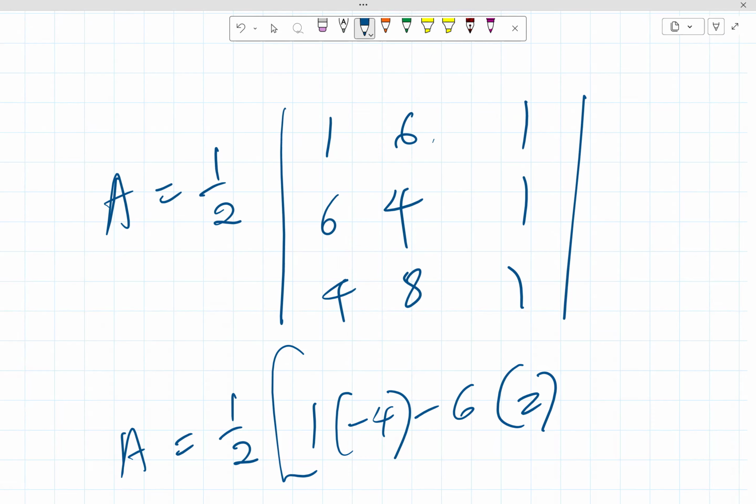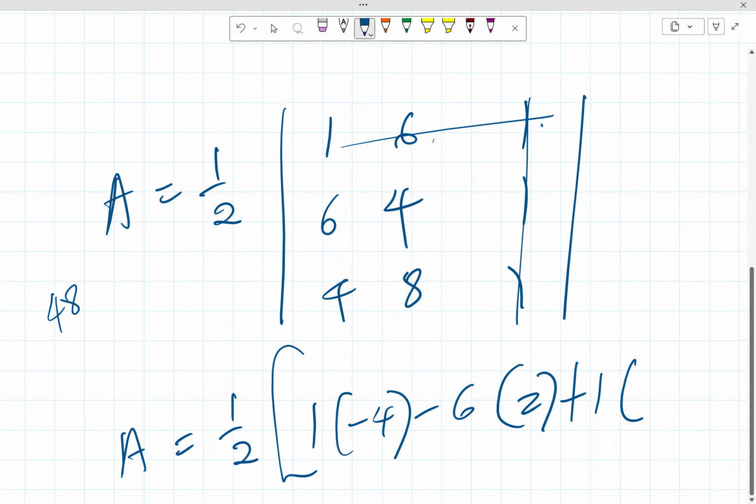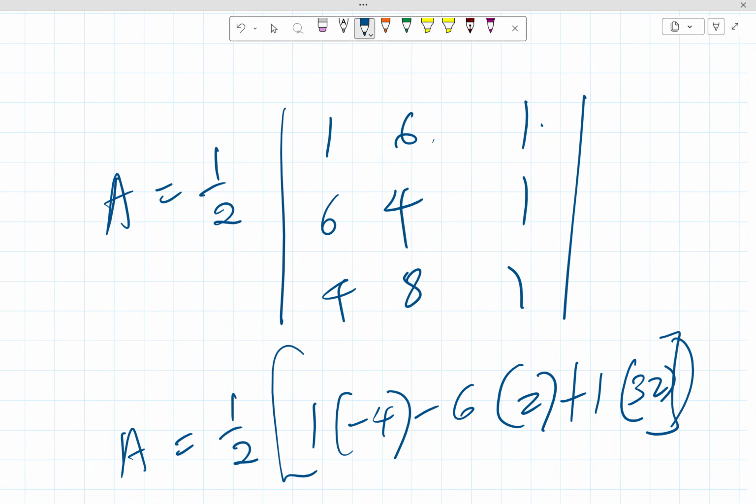Then, of course, this is row 1, column 3. That's 1 plus 3, 4. That's even. So the sign will be positive. 1 into, okay. So cover this and cover this. So you have 8 times 6, 48. 48 minus 16. That's 32, right? That's 32. So this is 32 here. So we can move on with the rest.